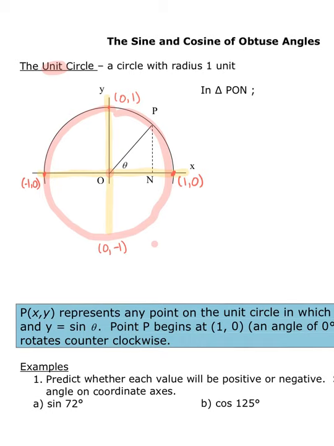Now let's look if we choose another point on that unit circle. So let's just choose this point here, P. So this point has coordinates x, y. So it represents any point on the circle. We can then form a right angle triangle. So from the origin, we go to the point, and then we drop straight down. So we are parallel to the y-axis, and we go over. So we have a right angle triangle.